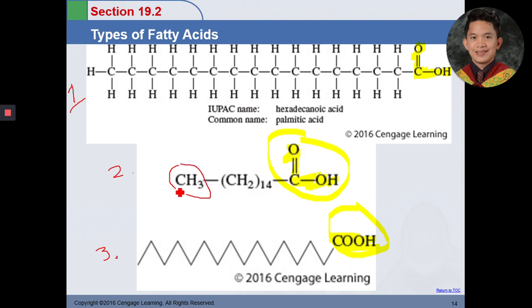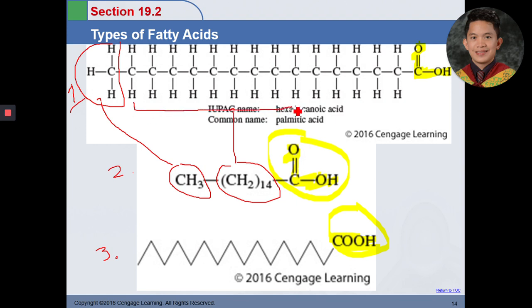This methyl end right here is this part right here. This CH2 14 right here is this one. So meaning there are 14 carbon atoms, each with two hydrogen atoms attached to them. And then lastly, this one in yellow is again the carboxylic acid end, the COOH.